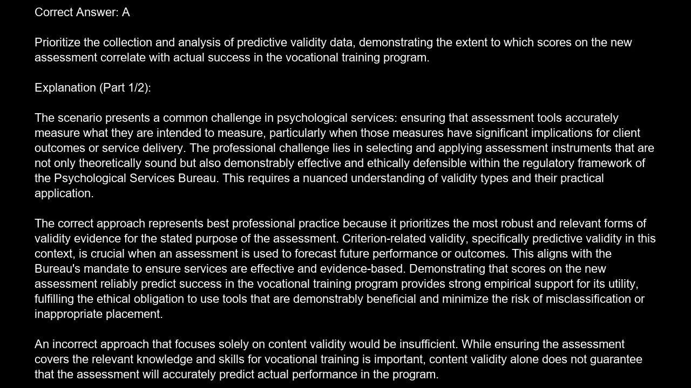The correct approach represents best professional practice because it prioritizes the most robust and relevant forms of validity evidence for the stated purpose of the assessment. Criterion-related validity, specifically predictive validity in this context, is crucial when an assessment is used to forecast future performance or outcomes. This aligns with the Bureau's mandate to ensure services are effective and evidence-based. Demonstrating that scores on the new assessment reliably predict success in the vocational training program provides strong empirical support for its utility, fulfilling the ethical obligation to use tools that are demonstrably beneficial and minimize the risk of misclassification or inappropriate placement.